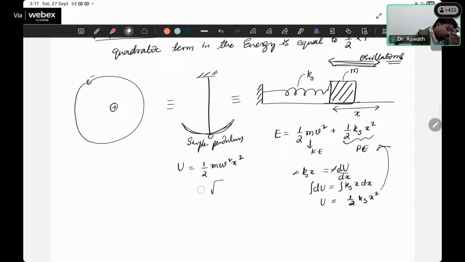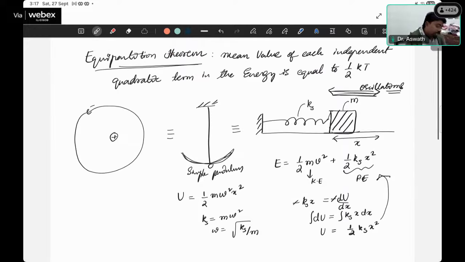Let me write down neatly. In place of k, I have m omega square. What is omega? Omega is the square root of k by m, where k is the spring constant. Just to avoid the confusion, k_s, write down neatly, spring constant divided by mass of the system. So now I know the energy of a spring mass system in terms of kinetic energy and in terms of potential energy.